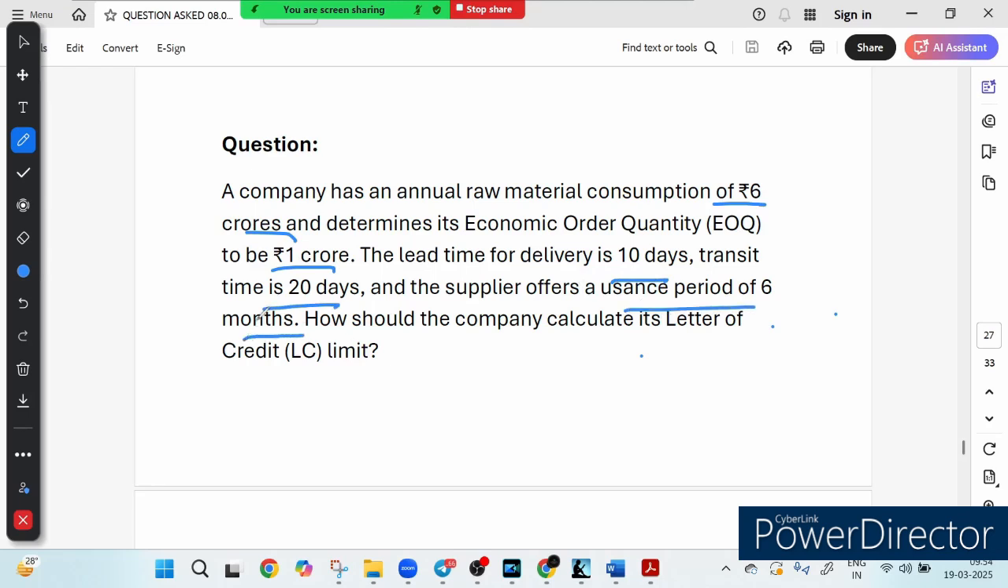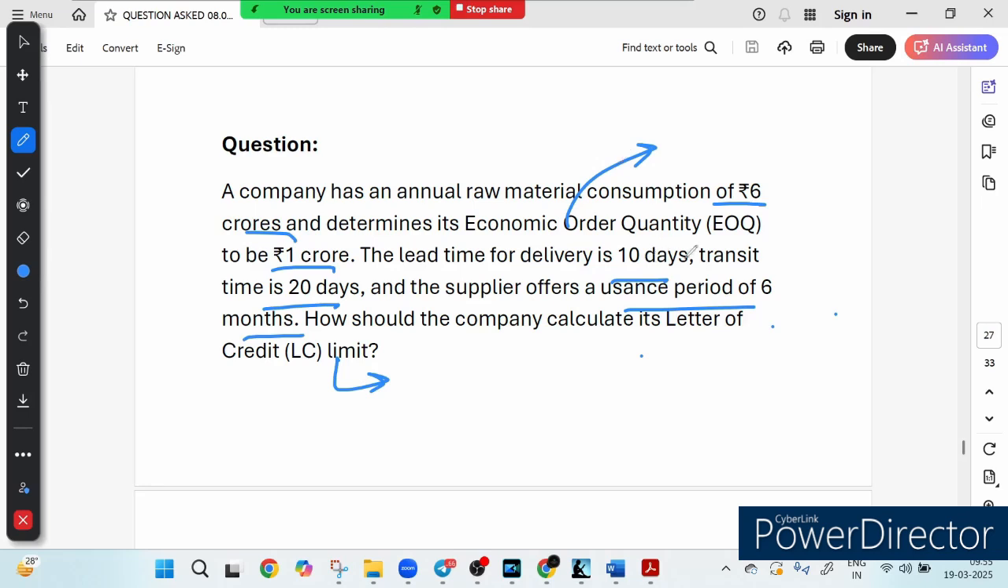Before solving the question, let me explain the terms. What is the meaning of LC limit? This is the maximum amount of credit the bank allows the company to open LC for import. So suppose some company wants to open an LC for import, what is the maximum amount of credit that the bank can allow? And the second thing we have is the economic order quantity. This is the optimal quantity a company orders to minimize total inventory cost. In this case, EOQ is 1 crore.